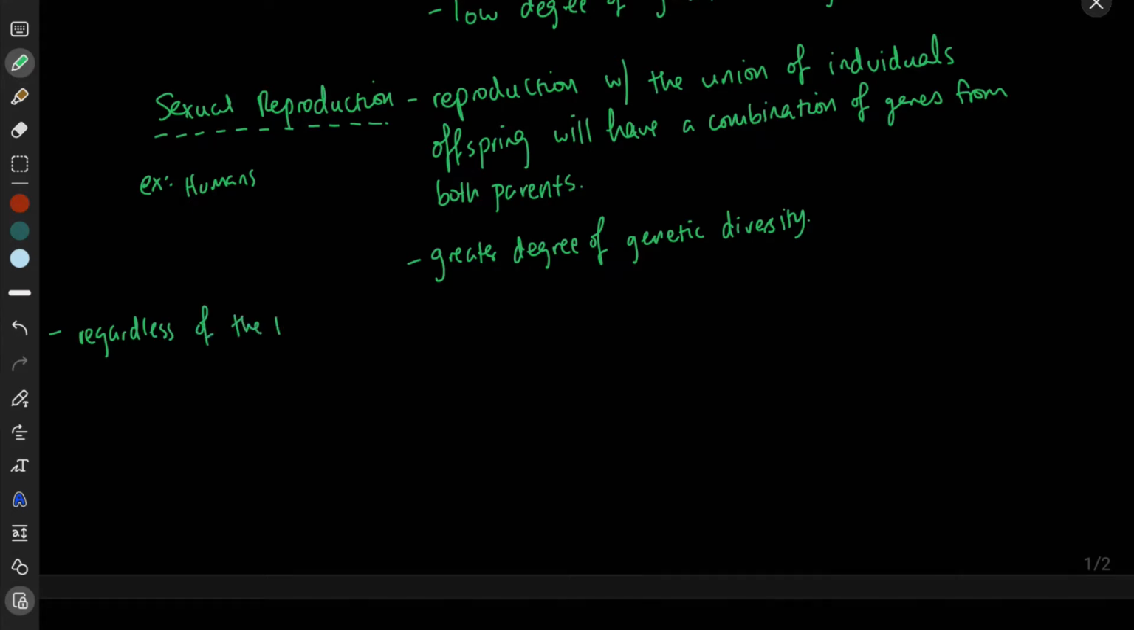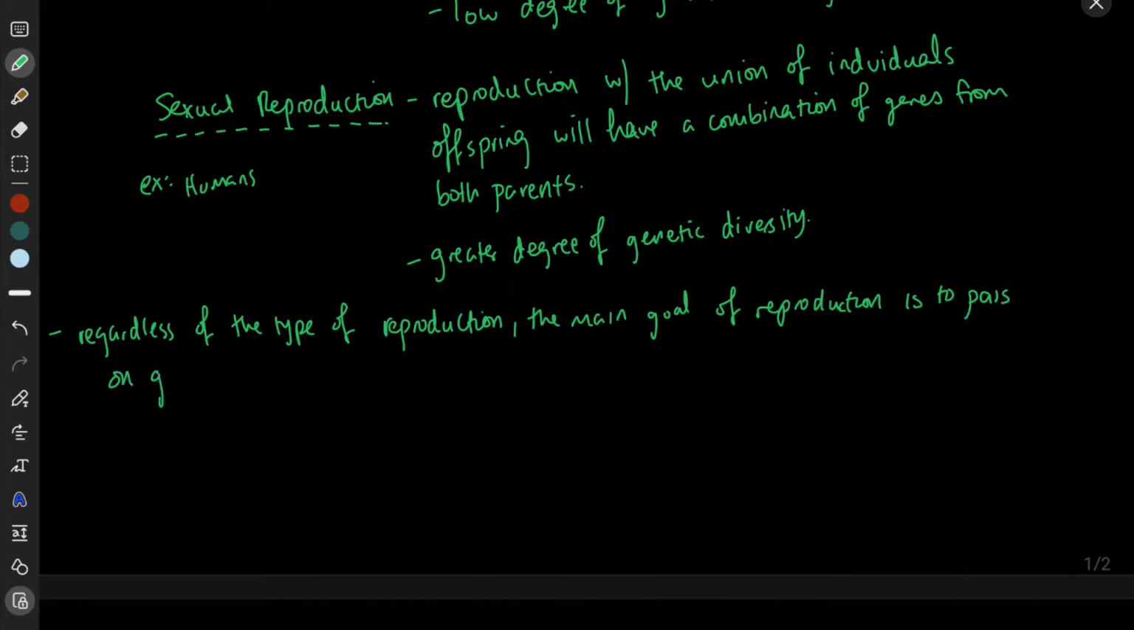Now, an important thing to note is that regardless of the type of reproduction, the main goal of reproduction is to pass on genes, right? Is to pass on genes to the next generation.